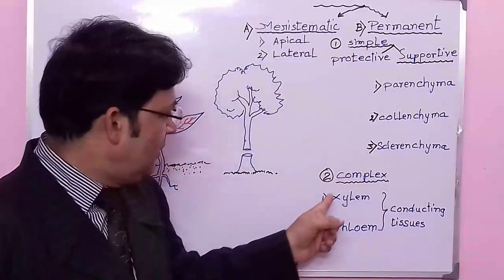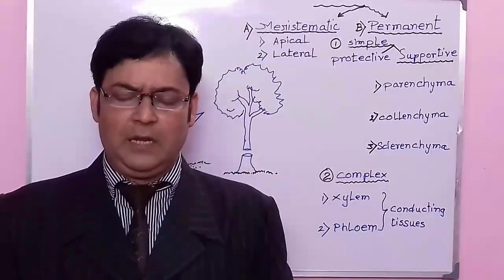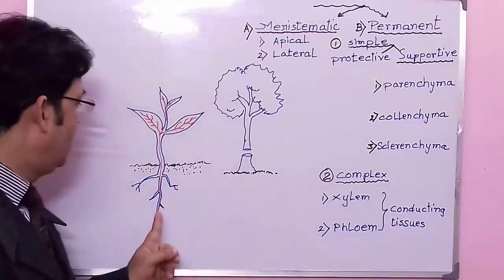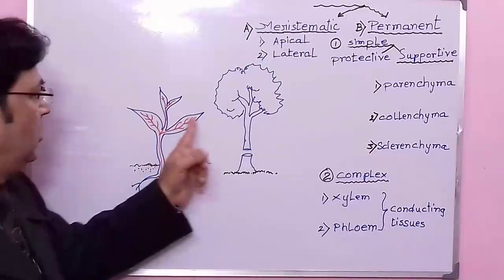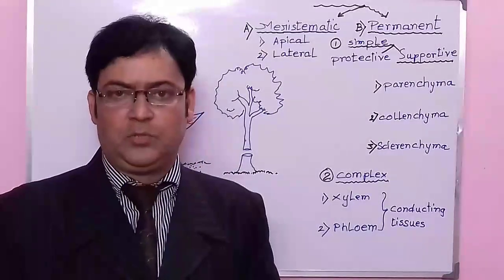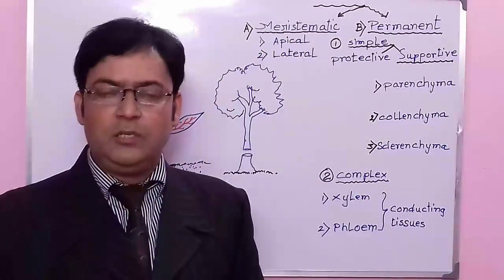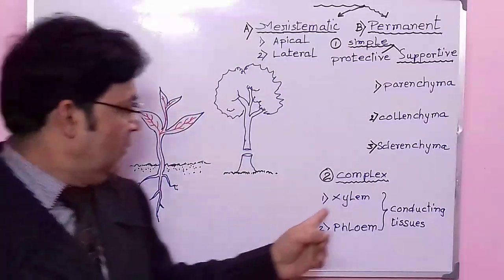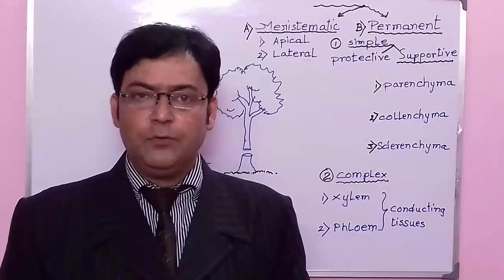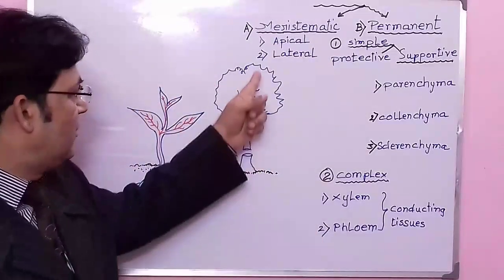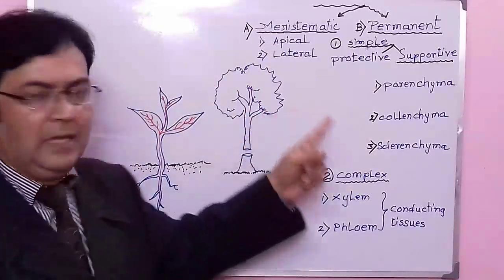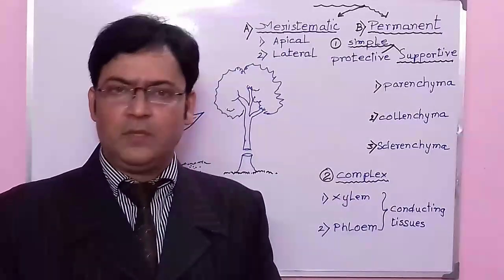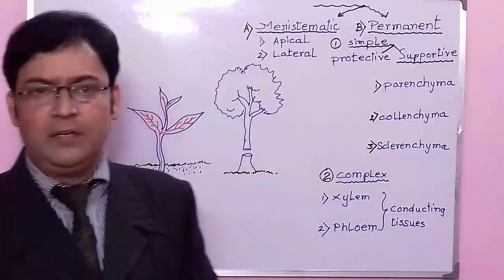So first one, xylem. What does xylem do? It conducts water in an upward direction from the roots to the leaves. That means the direction is only unidirectional, it just goes upward. But in phloem, the food goes in both directions. It comes down, it goes laterally also. That's phloem.